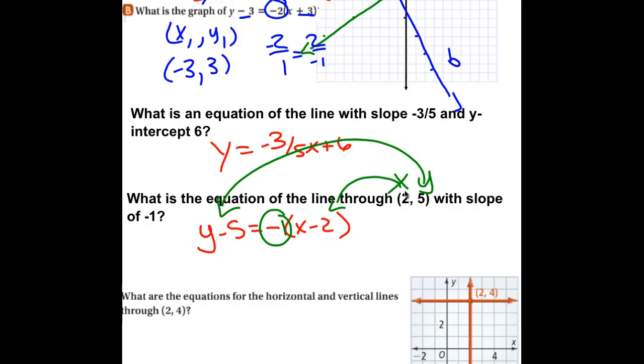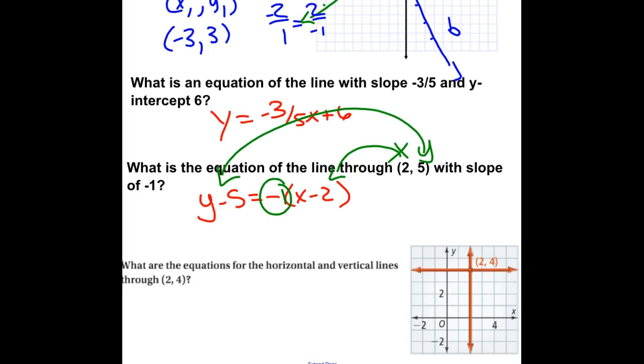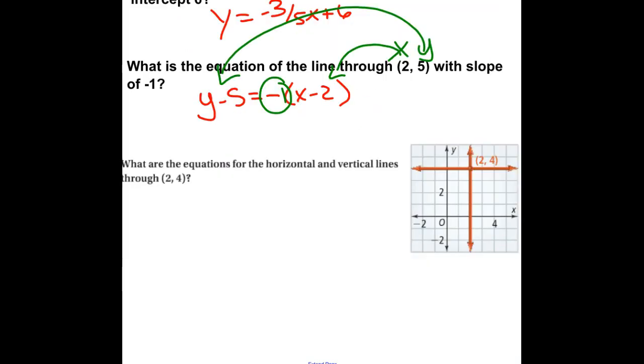So after we discussed that, we moved on to talking about vertical and horizontal lines and their equations. It says, what are the equations for the horizontal and vertical lines through 2, 4? Remember that horizontal is your flat, and vertical is your up and down. So this is your vertical line, this is your horizontal line. What I like to think about to help me write these is the ordered pairs on them. Like all these points on this horizontal line, all of them have something in common. Just see if you can think about what all those ordered pairs have in common. And if you need to, write them out.